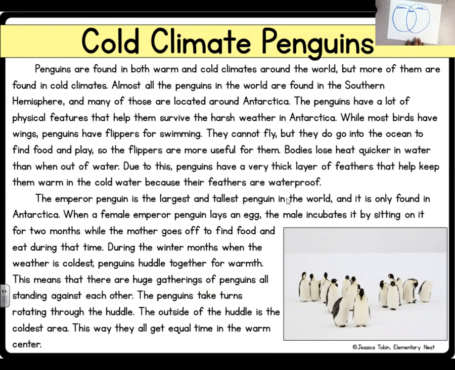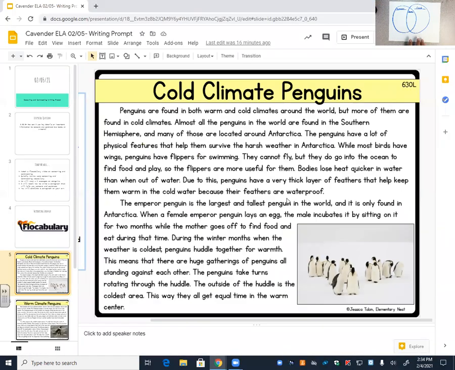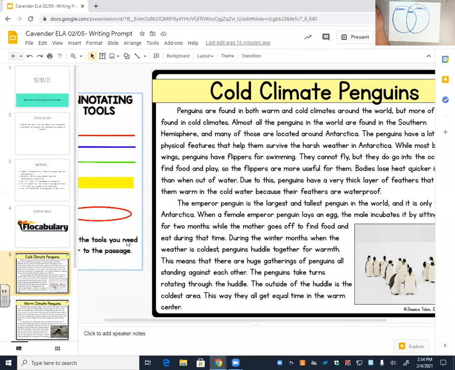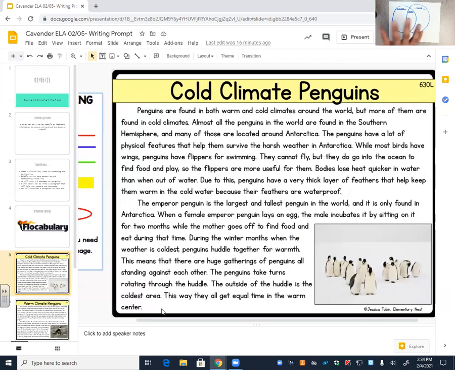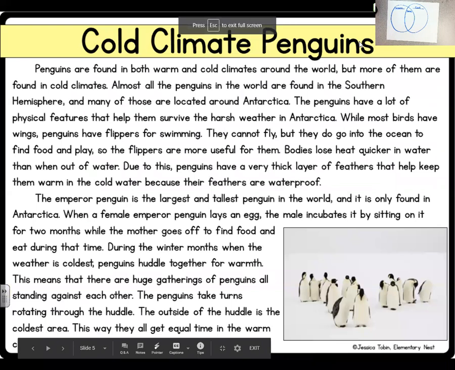Awesome. While you're reading, remember, there are these annotating tools off to the side here. But for the video's sake, I'm going to be using this Venn diagram. And remember, a Venn diagram is a graphic organizer that we use to compare and contrast two things. We use it to tell how they're similar and how they are different. So the first thing I need to do is go through and read both of these passages.